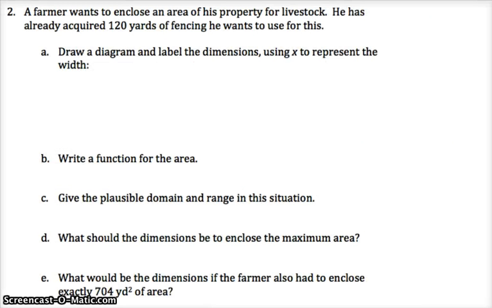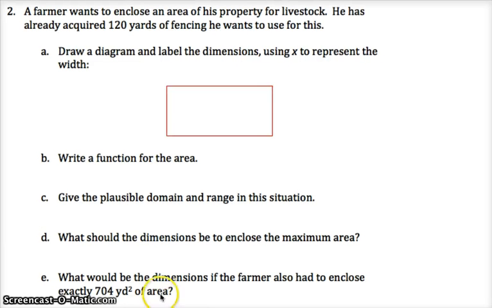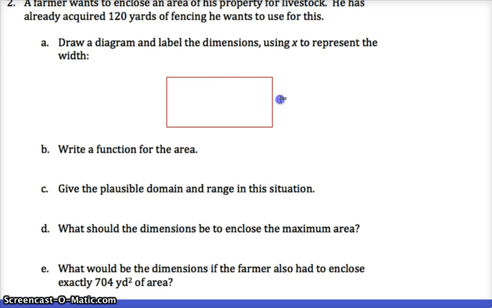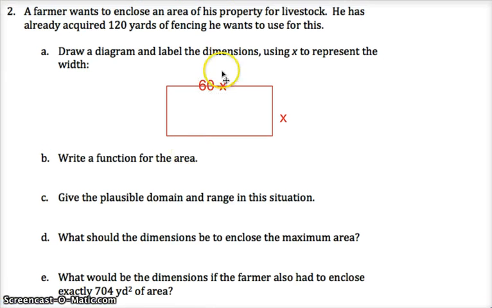Okay, number 2. A farmer wants to enclose an area of his property. He wants to use this much fence. Draw a diagram. All right, so I've got a rectangle on there, and it says to use x as one of the dimensions. If the whole thing has to have a perimeter of 120, then the length plus the width has to be half the perimeter. We've done this before. So the other side has to be 60 minus x. Sorry, that's so bad. Okay, so there we go.